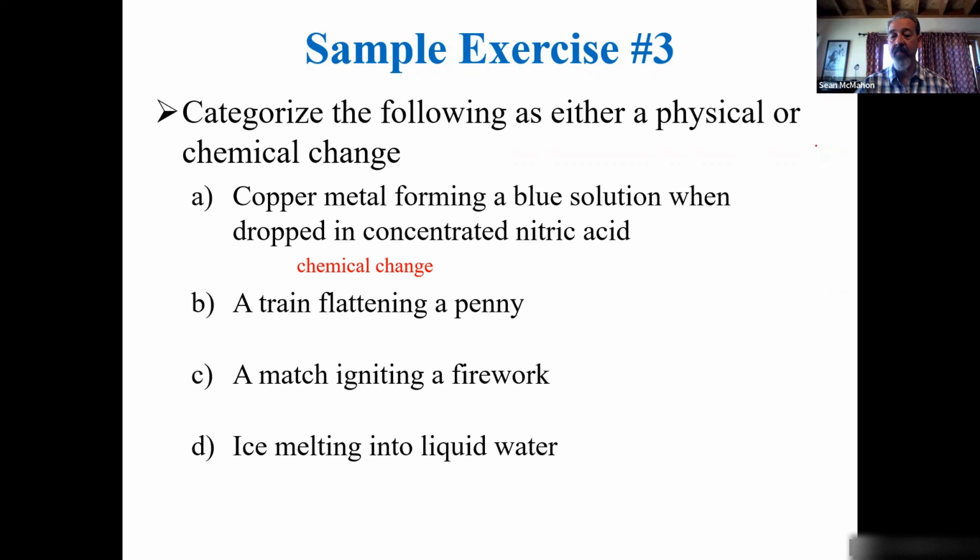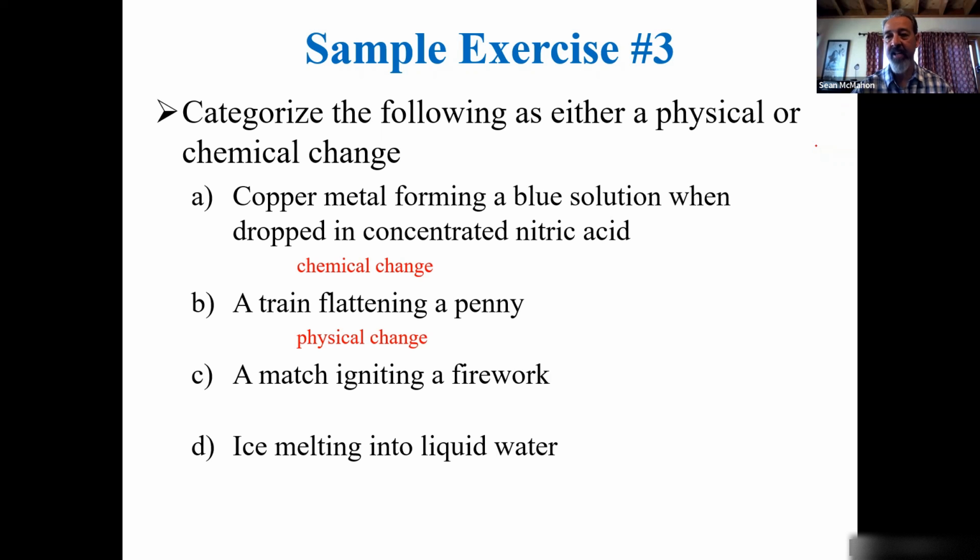A train flattening a penny. I used to do stuff like this. You take a coin, you put it on the railroad tracks, obviously you don't stay there. You run out of the way, the train goes by, you go back, and now it's flat. Well, the penny is still the penny. I didn't change its composition, I just changed its shape. So what is that? Physical change. Still has the same components, unless some of the train scraped it off. It might still have the same mass, right? Usually when it's a physical change, it has the same mass if you contain everything.